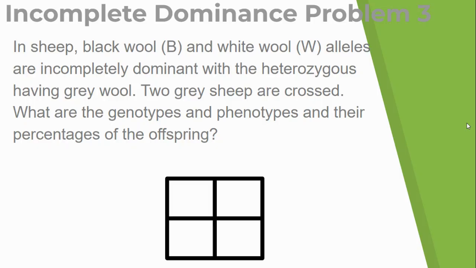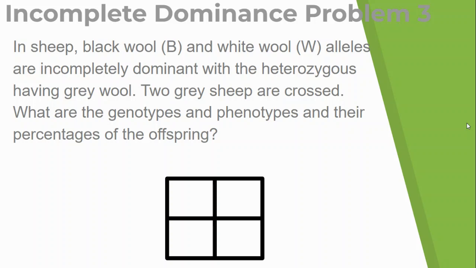So for the third example problem, in sheep, black wool, which is represented with a B, and white wool, represented with a W, alleles are incompletely dominant, with the heterozygous having gray wool. Two gray sheep are crossed. What are the genotypes and phenotypes of the offspring?